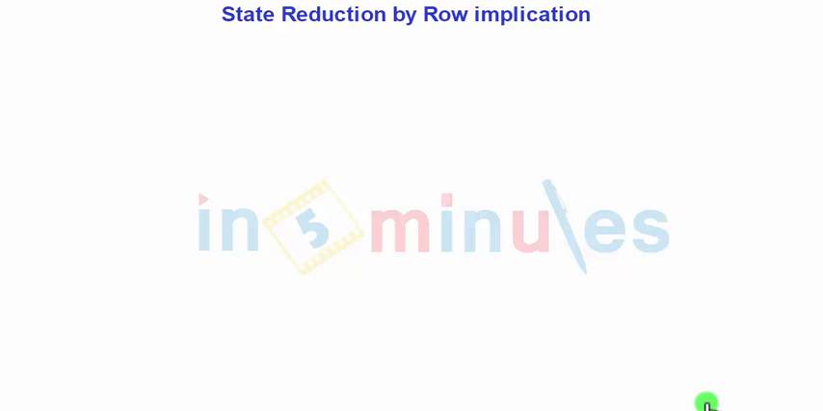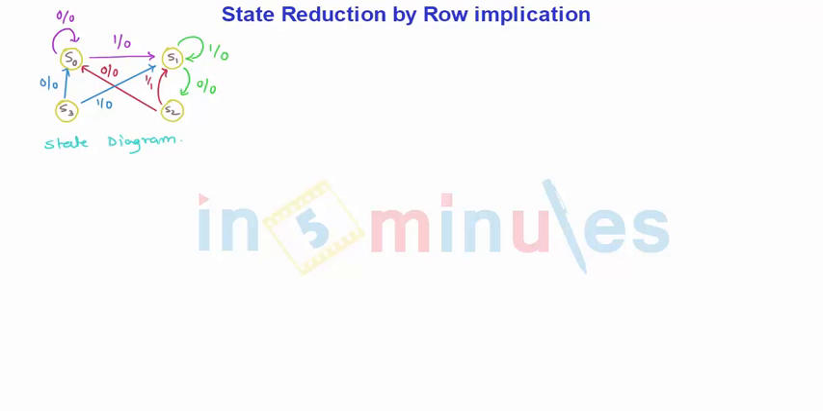In this presentation, we will see the state reduction by row implication method. Now there is a state diagram given to you, and you are asked to reduce the state diagram with the help of row implication and implement it using the logic diagram or the flip-flops. So let us start with the solved problem.